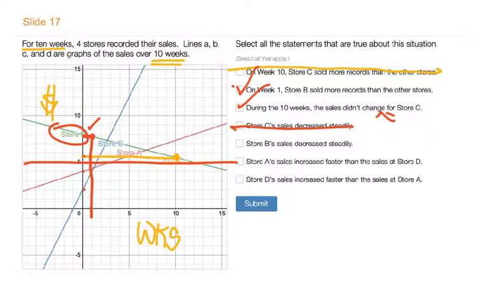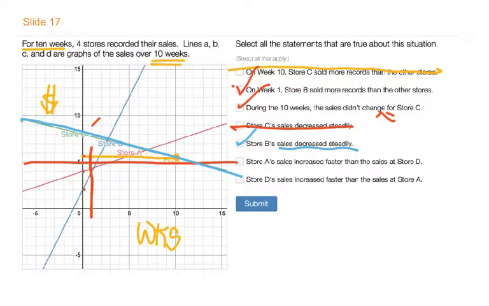Store B. Which one is store B? Gotta erase that. That's green. Did their sales decrease steadily? Store B. Yep. Went down. Definitely. All right. Moving on.